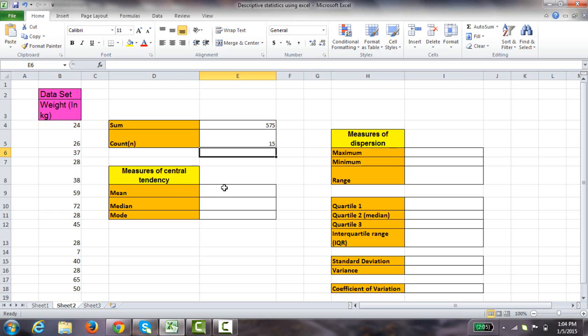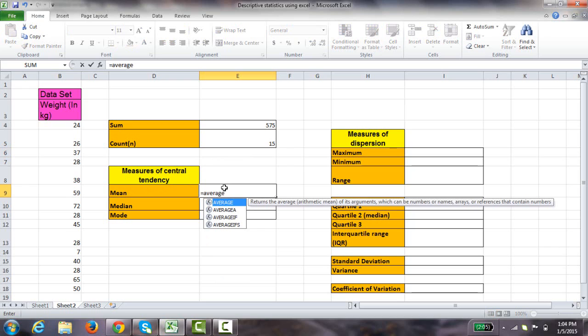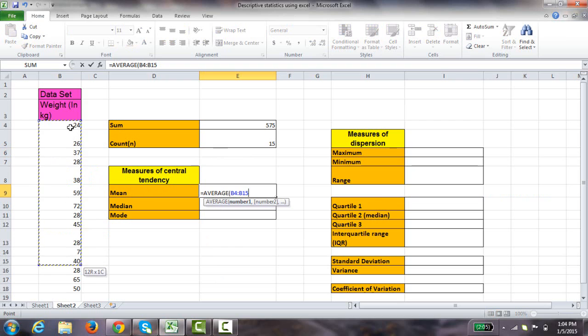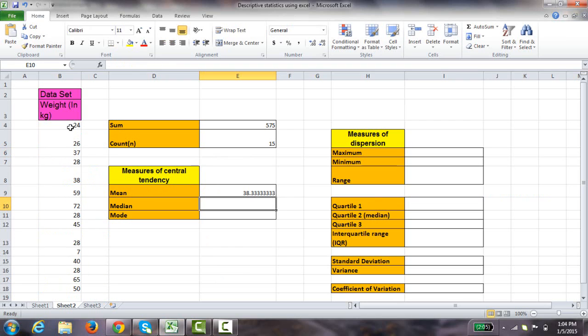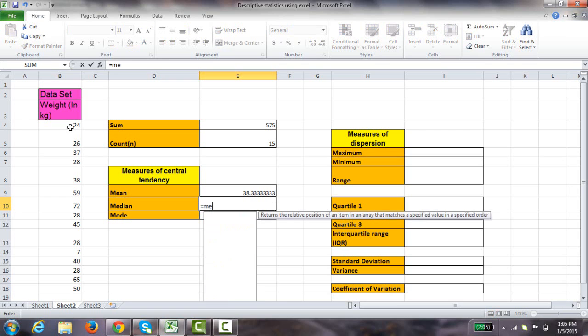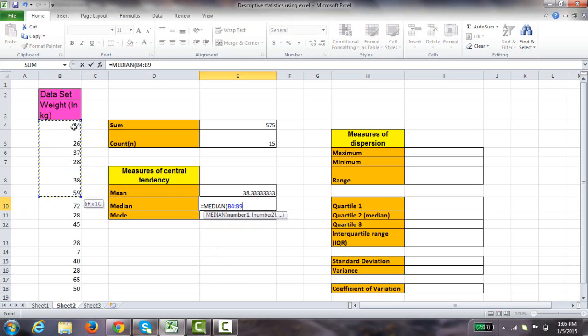Now let us calculate the mean, which is equal to average. Then we highlight all the sample observations and press enter. We will get the mean or the average of this data set. Now let us calculate the median or the middlemost value, which is equal to median. Then we highlight all the sample observations and press enter. We will get the middlemost value.